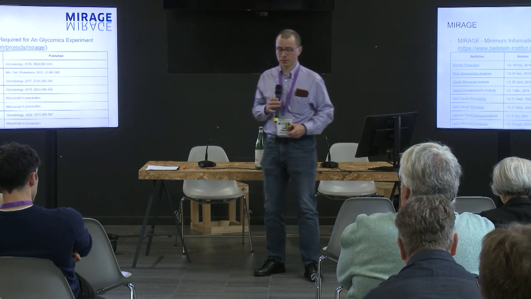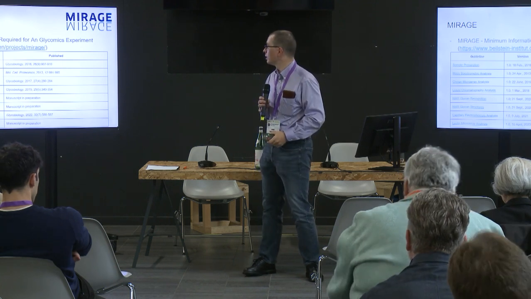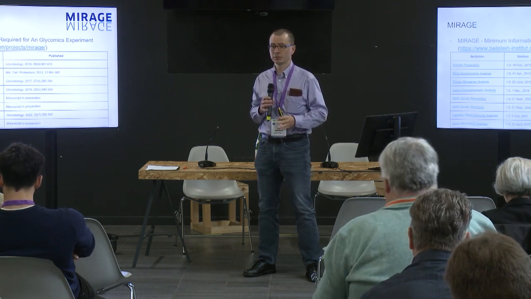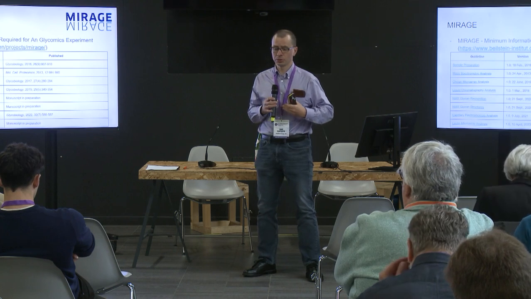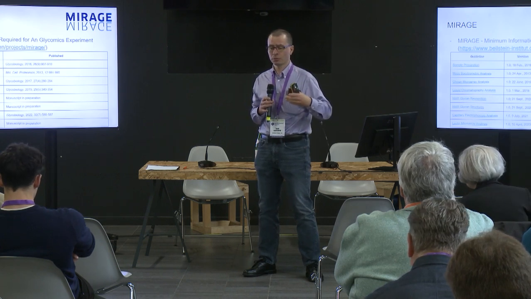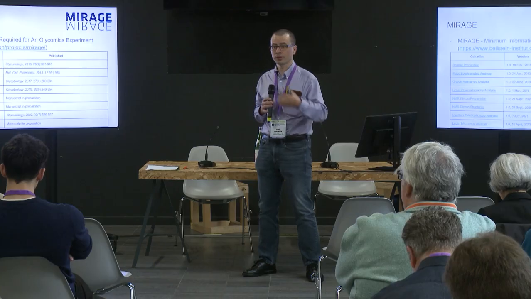The other thing that helps with these problems that we mentioned before, missing information or incomplete descriptions, is the MIRAGE guidelines. So MIRAGE means minimum information required for a glycomics experiment. That's a consortium that started like 12 years ago. And the aim was to define reporting guidelines. So if you do a certain type of experiment, what do you have to put in your paper to make your experiment reproducible and understandable? So this group meets every year, and then we work over the year, and we have a bunch of guidelines already defined that are available and published for glycan sample preparation, mass spec, glycan arrays, NMR, and so on.